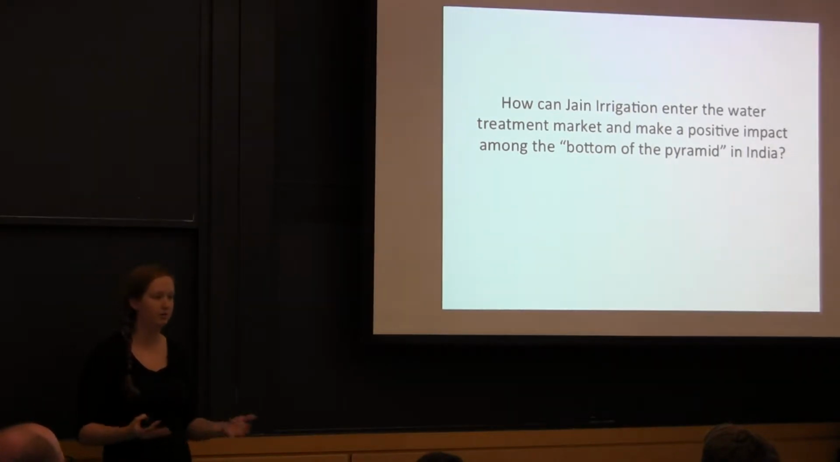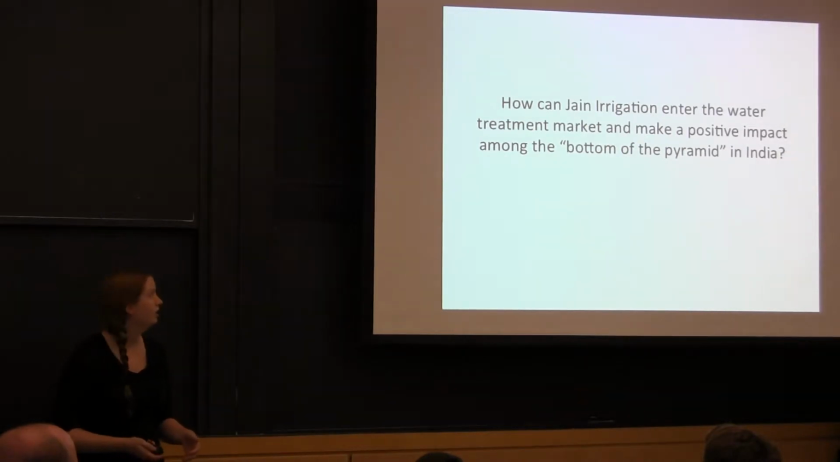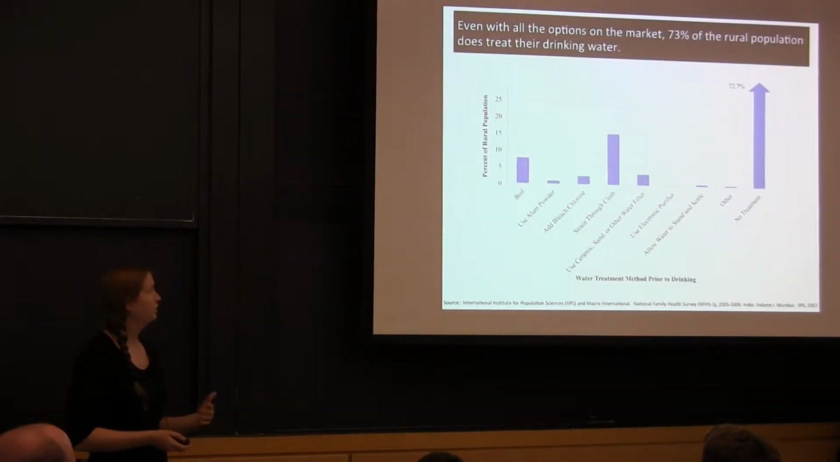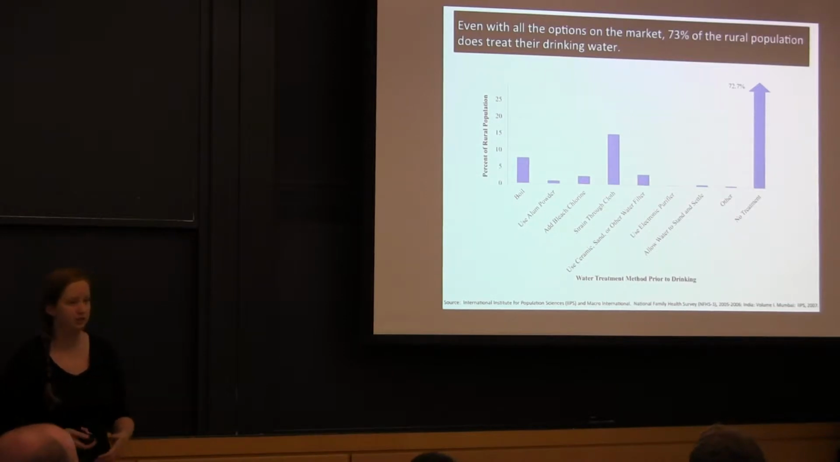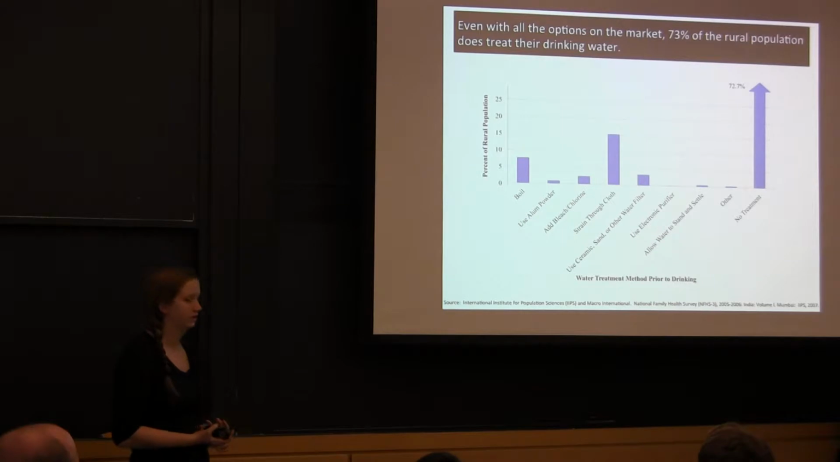There are a ton of different purification technologies, and it all depends on what water quality parameters you have. And so the first thing we look at is, well, what are people currently using? Currently in India, 73% of the rural population is not treating their drinking water.